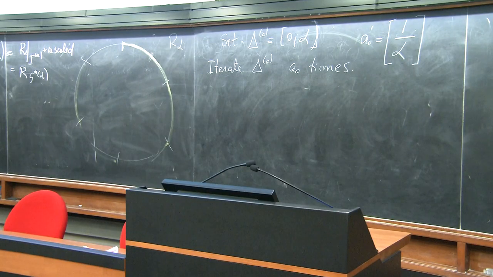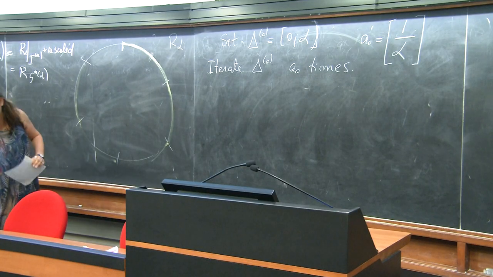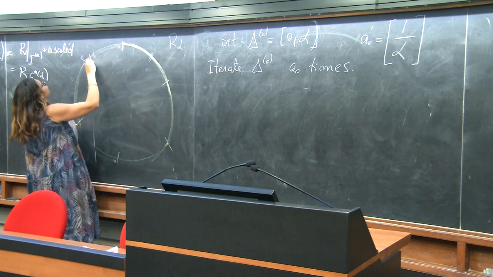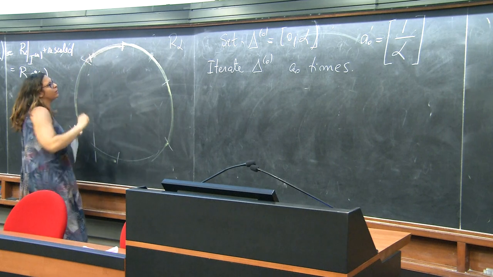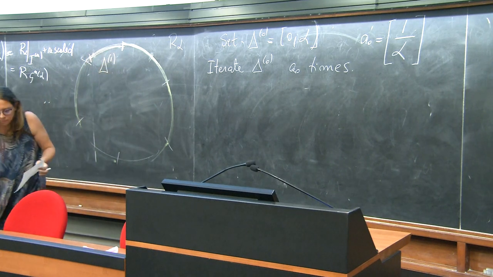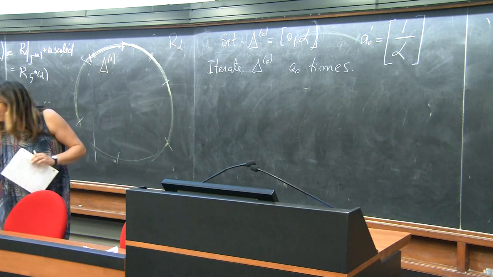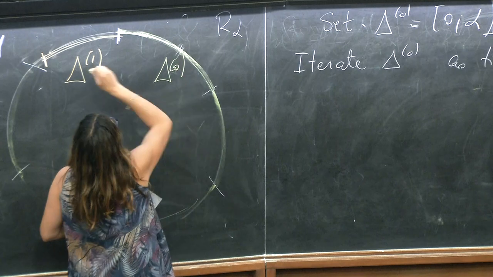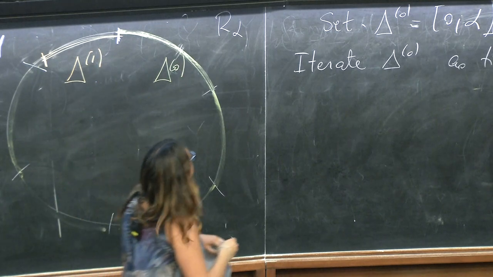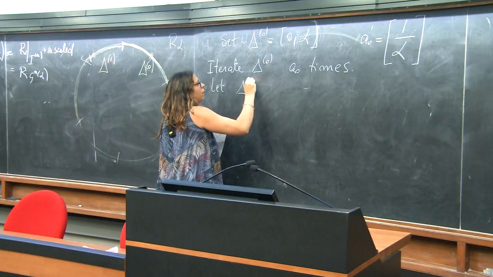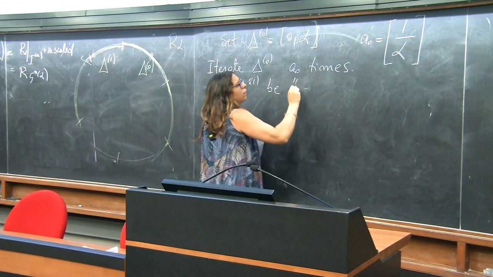And then what is left is going to be a remainder. What is left, this is going to be my remainder, and I'm going to call it delta 1. So delta 0 was the original arc, and delta 1 will be my first arc. Let delta 1 be the remainder.